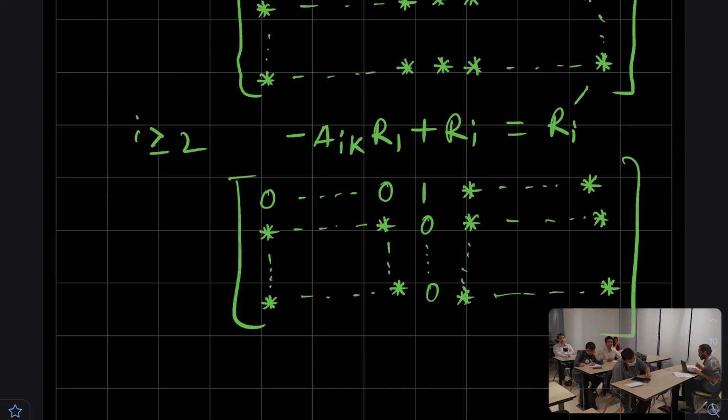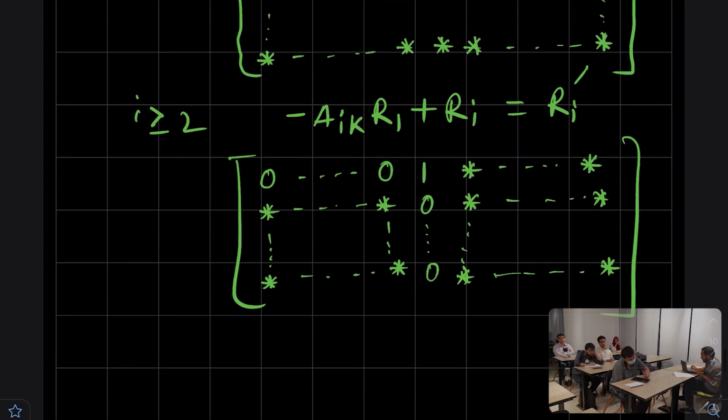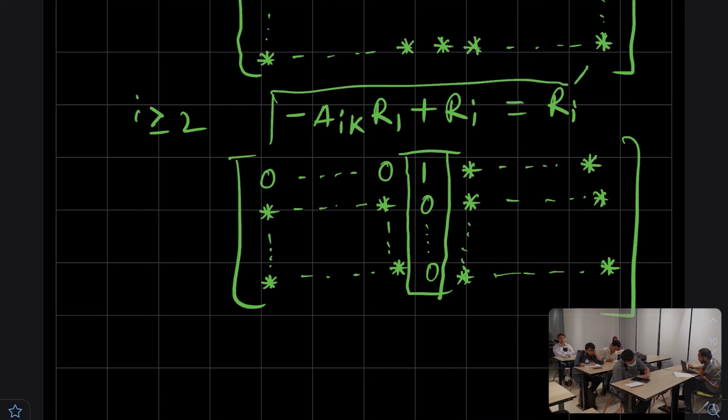Should we guarantee making this 0? Only for that column, not the row. So you can make everything underneath the 1 zero by that kind of operation.